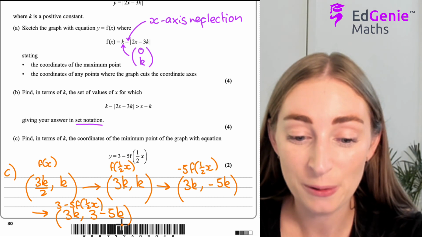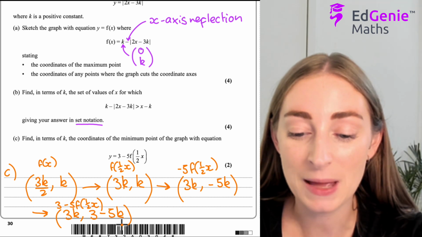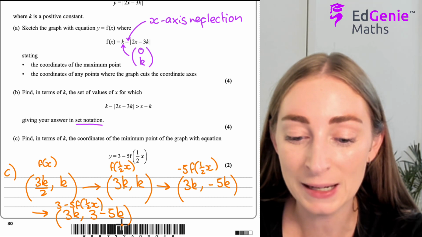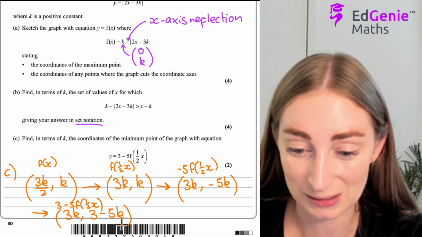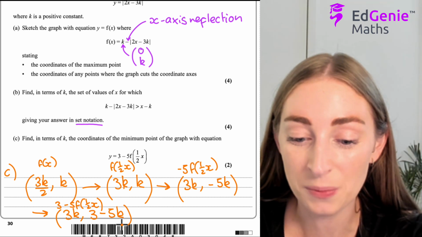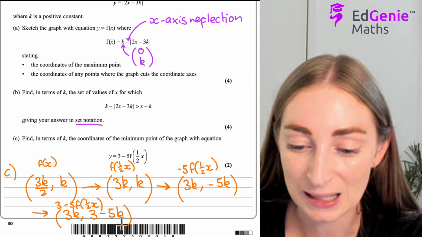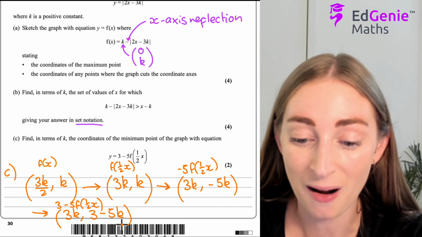So the examiner report said, in general, part A was poorly answered, with many candidates seemingly unfamiliar with sketching modulus functions. The majority of candidates scored at least 1 B mark for their upturned V, but the V shape was occasionally seen, typically scoring no marks.